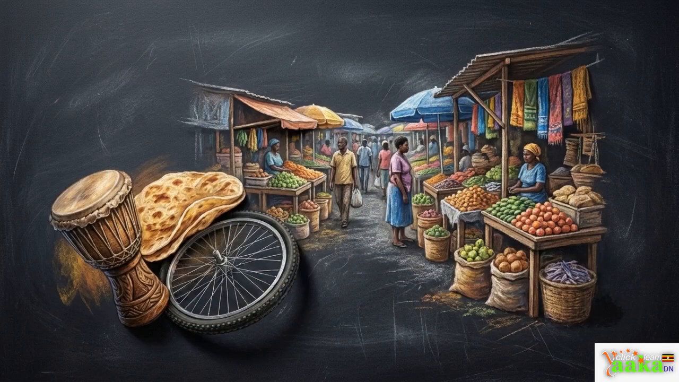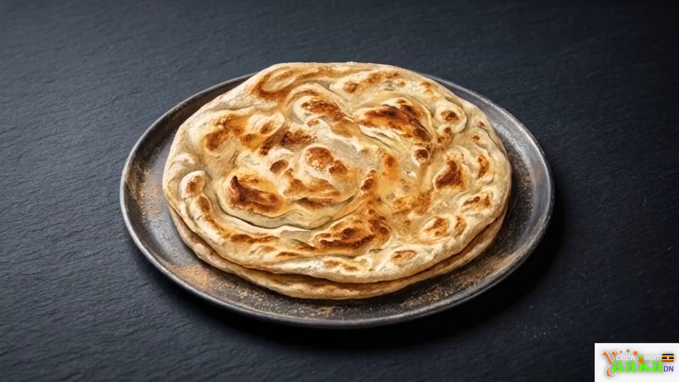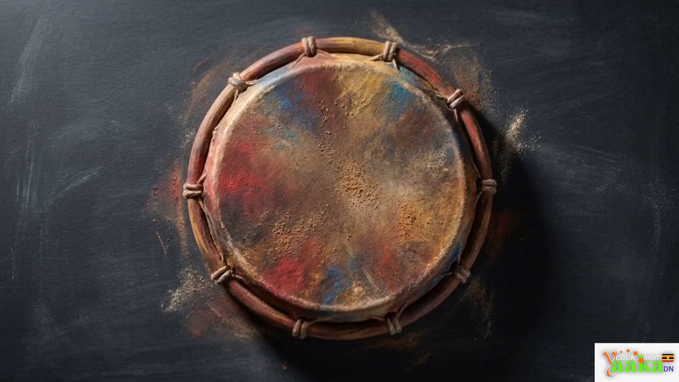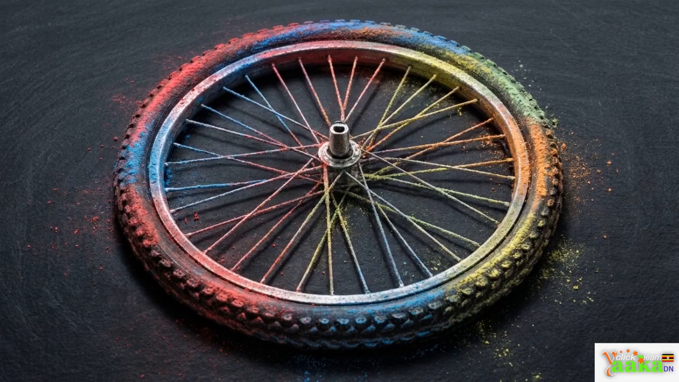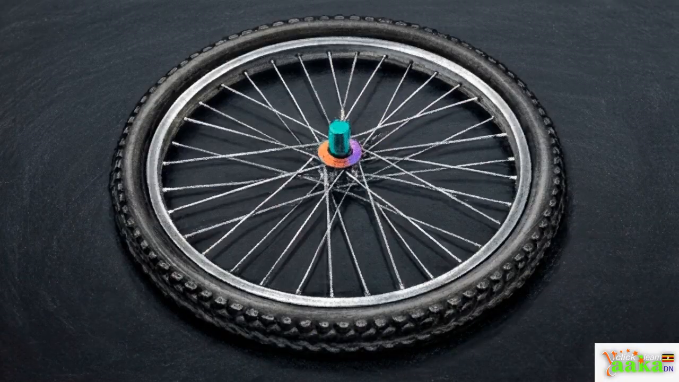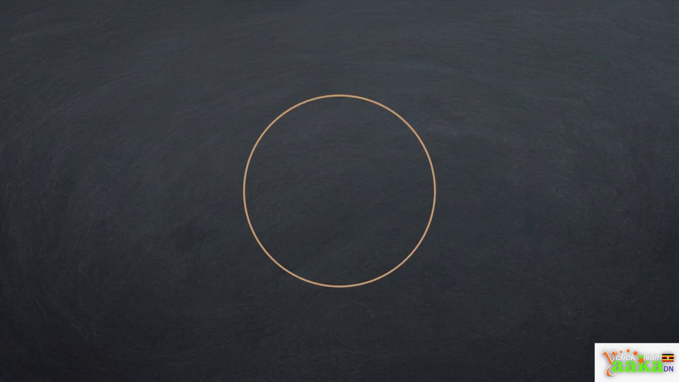Look closely at the world around you in Uganda, the roundness of a chapati, the face of an ngoma drum, or the wheels of a boda. These shapes are perfectly balanced because every point on the outer edge is the exact same distance from the center. This diagram shows the core anatomy of that shape.